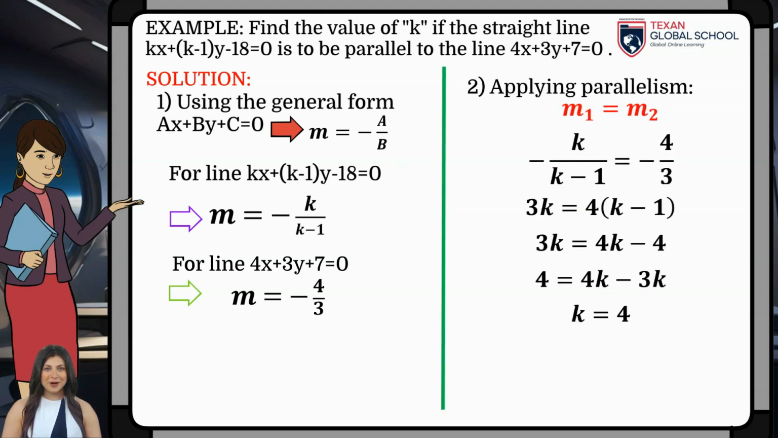Applying the condition of parallelism, where the slopes are equal, results that k/(k - 1) is equal to 4/3. When solving, results that k is equal to 4. One way to verify is to substitute the value of k into the equation, and graph both lines to see that they are parallel.